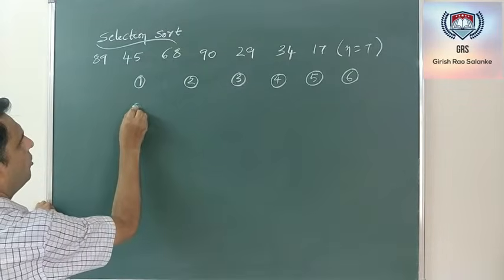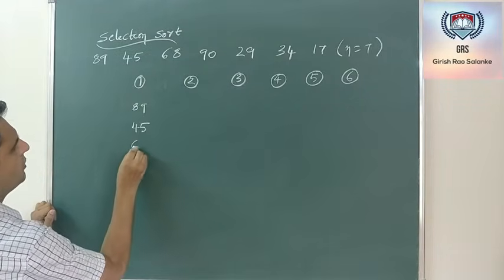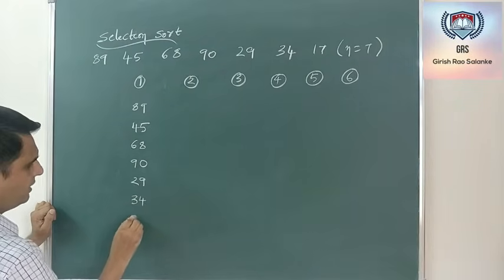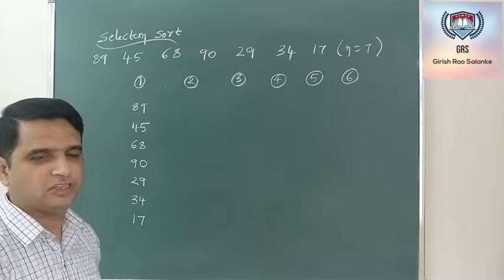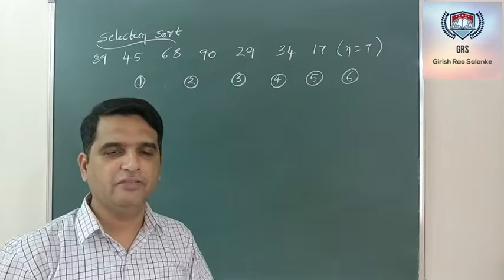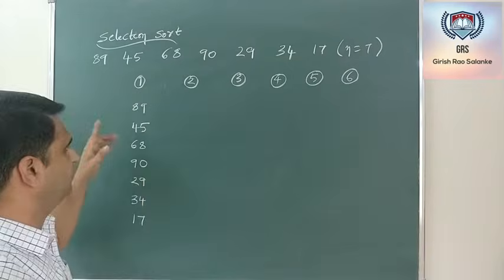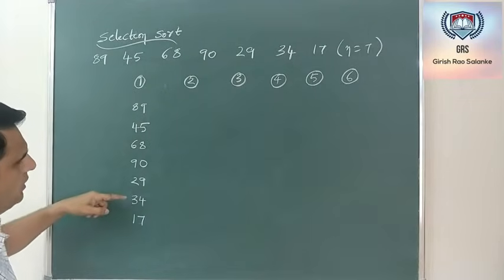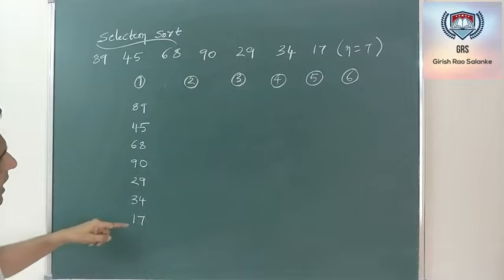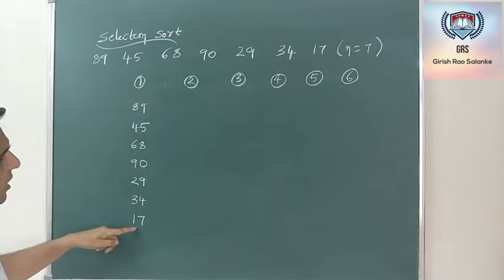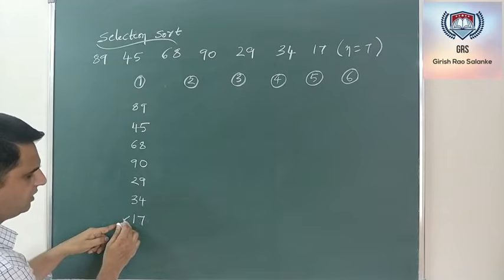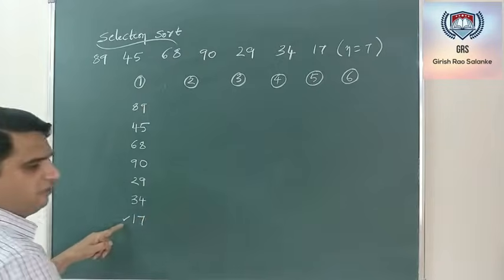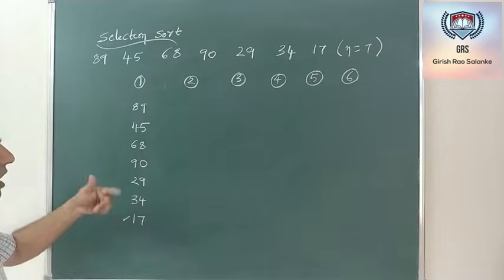So in my first iteration, the elements are 89, 45, 68, 90, 29, 34 and 17. Now what is my first objective? My first objective is to find the first smallest element in the array and exchange it with the first element. So I look for the position of the first smallest element. In this array, the first smallest element is 17. Once I get the smallest element 17, at the end of the first iteration, I need to exchange it with the first element.